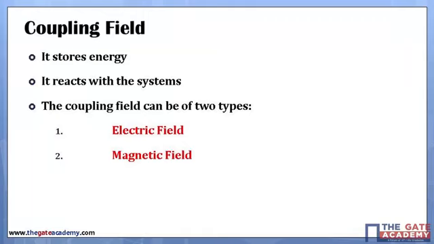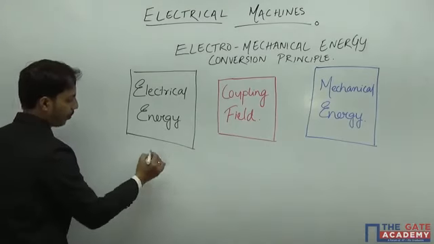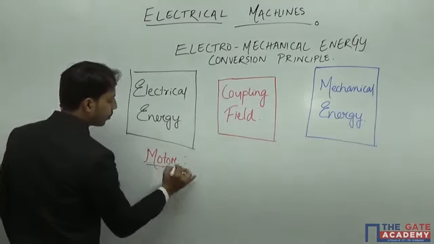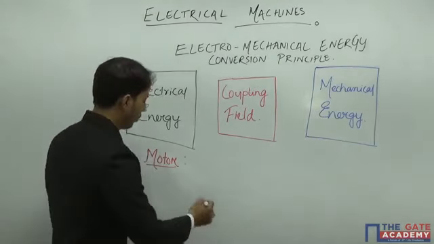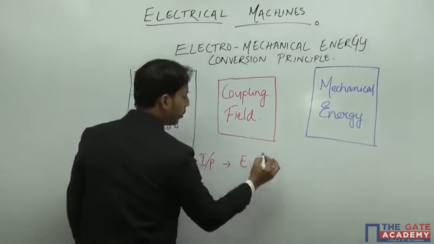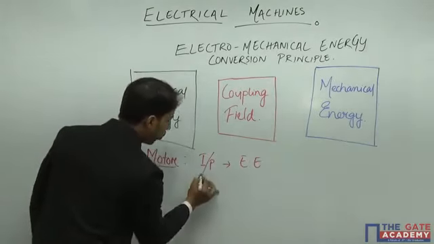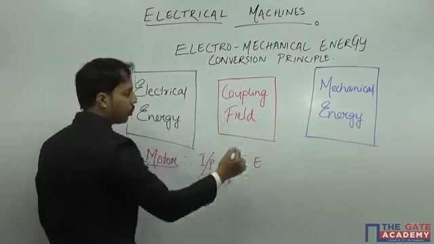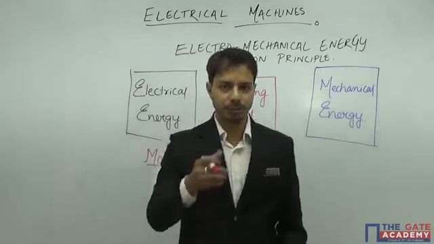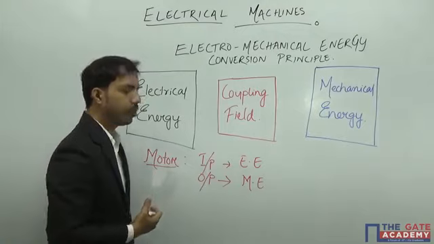Now what does this coupling field do? It stores the energy. Let us take an example of motors. What is the input in motors? The input in a motor is electrical energy. And what is the output we expect? In motors, we expect the output to be mechanical energy. We want rotation. Now, let us understand how this is achieved.